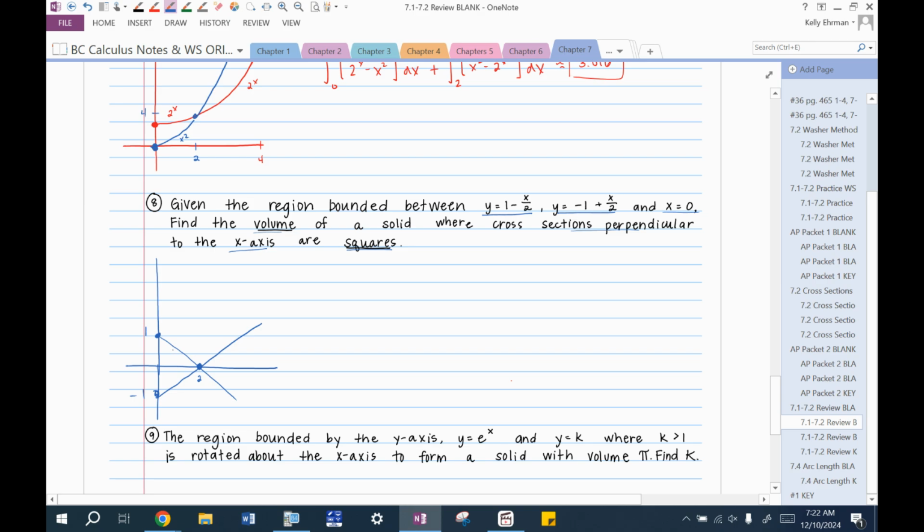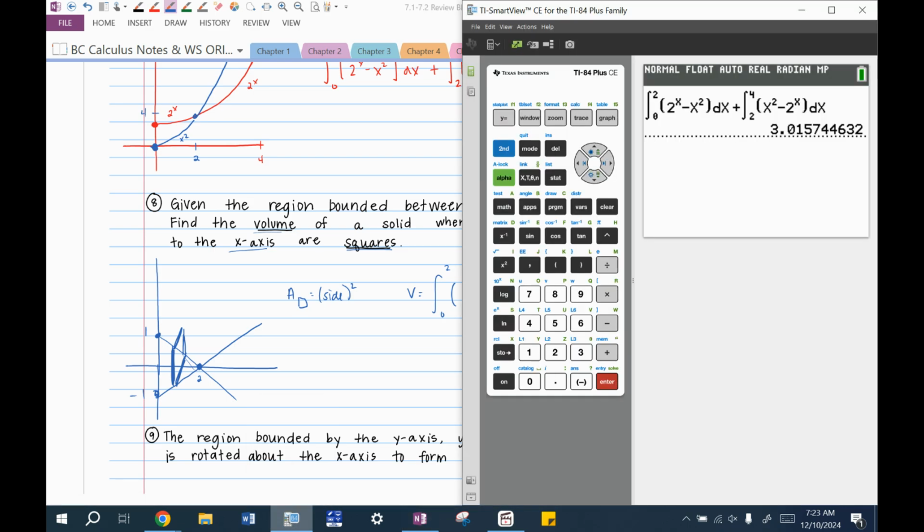Cross sections are perpendicular to the x-axis. So here's an example of one of the squares. That's the side of the square, and then it stands up there. So area of a square in general is side squared, and the side is going to be top minus bottom. So our volume does not involve pi for these. It's just the integral from 0 to 2 of what's on top and what's on the bottom. The line with the negative slope is on top, 1 minus x over 2, minus the line with the positive slope, negative 1 plus x over 2, dx.